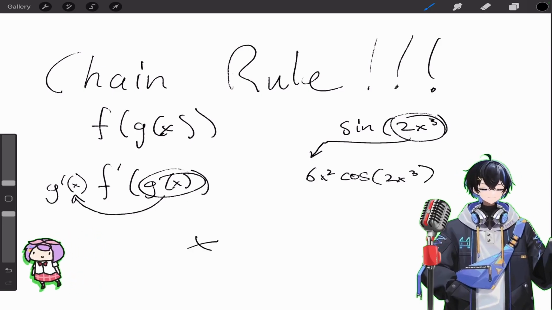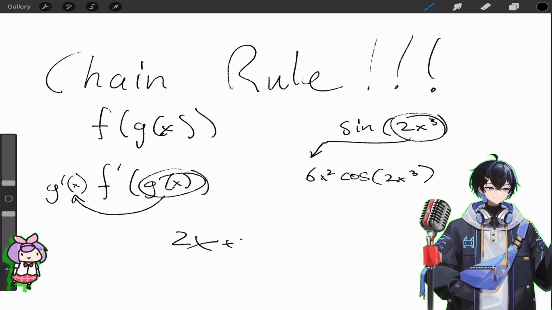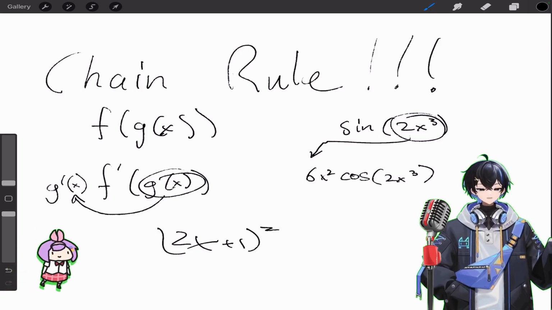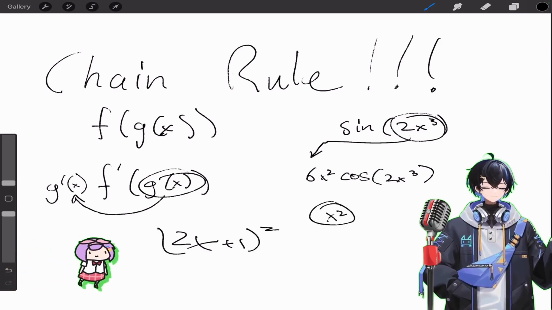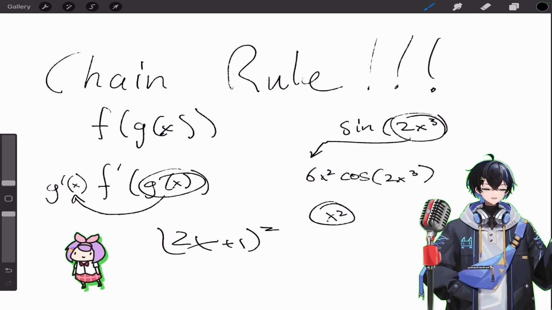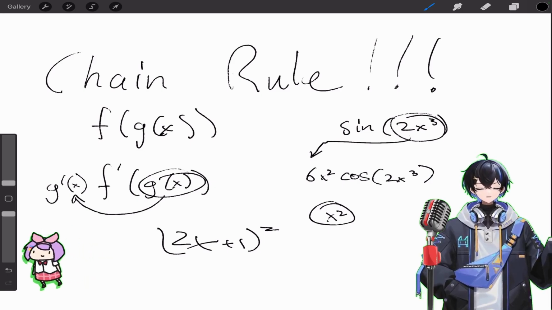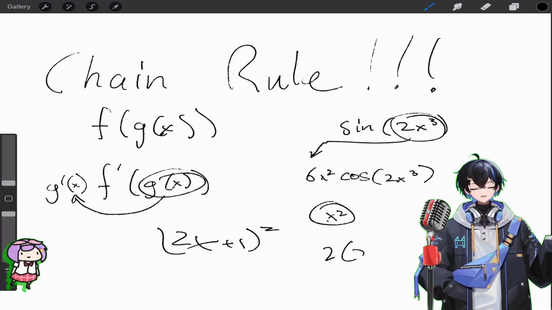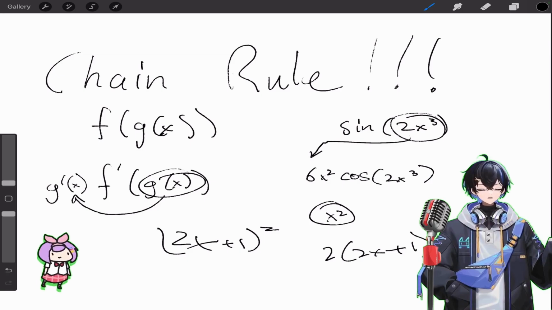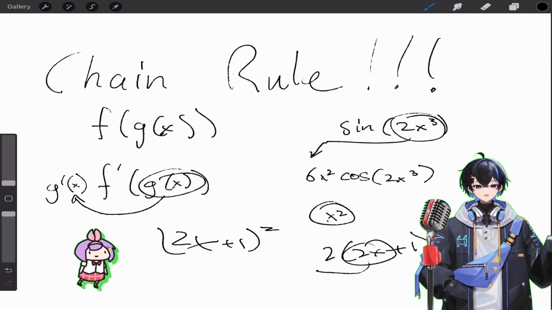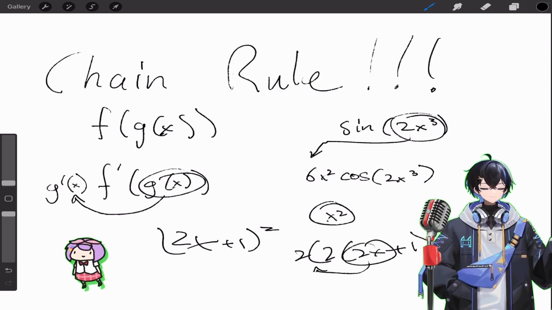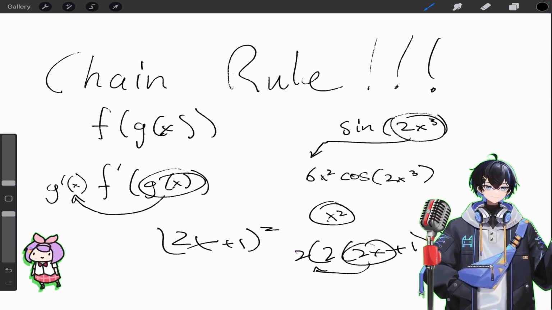So even something simple, for example, if we have 2x plus 1 whole squared, we also need to use the chain rule because the 2x plus 1 is also an inside function. So you can't simply just do the power rule and get 2 times 2x plus 1. We also need to take the derivative of the inside, 2x plus 1, and multiply the 2 out in front.